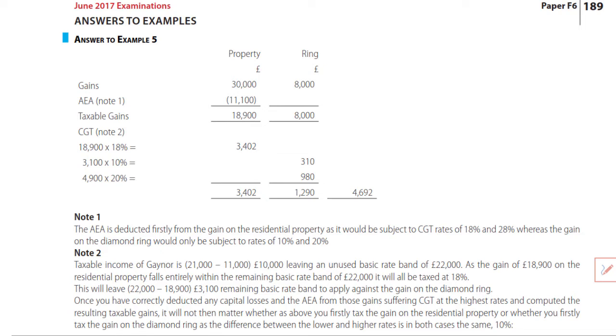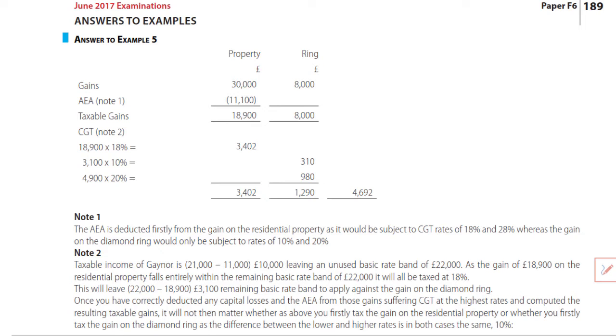We were told the taxable income of Gainer: the income was 21, we had to deduct the personal allowance, and therefore get a taxable income of 10. Unused basic rate band of 22,000, no reference to any personal pension contributions paid, nor indeed to any Gift Aid payments made, so no extension of the basic rate band. So with £10,000 of taxable income and a £32,000 basic rate band, we've got a remaining basic rate band of £22,000.